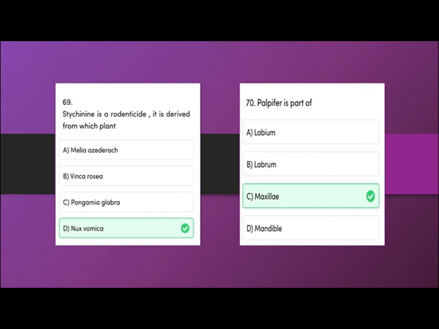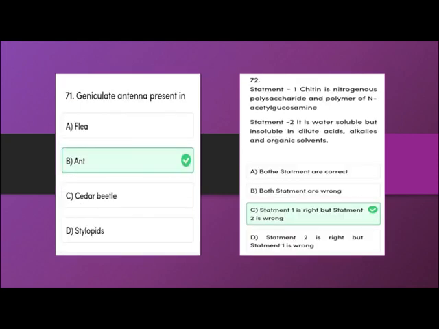Now come to the 70th question. Palpifer is part of, and the answer is maxilla. Now come to the 71st question. Geniculate antenna is present in, and the answer is ant. Come to the 72nd question. Statement 1: Chitin is a nitrogenous polysaccharide and the polymer of N-acetyl glucosamine. Statement 2: It is water soluble but insoluble in dilute acid, alkalis and organic solvents. And the answer is C. Statement 1 is right but statement 2 is wrong.